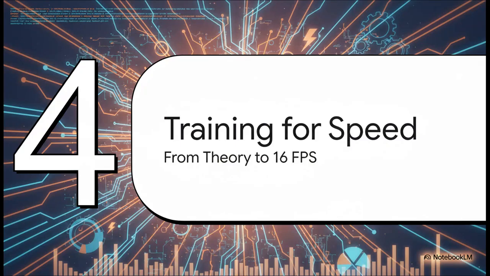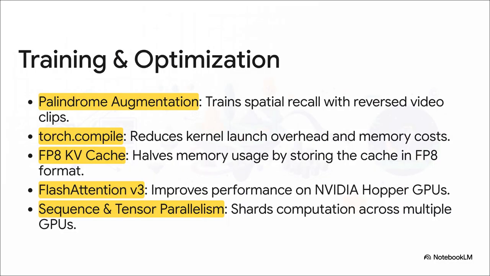Okay, so we've got the 5-star ingredients with the data, and we've got the master chef's recipe with the architecture. But that's just the plan, right? Now you have to actually cook the meal. And for something that needs to be interactive, you have to cook it fast. That means training and optimizing it for pure, unadulterated speed. And to get that speed, the team pulled out all the stops. They used a whole bag of tricks.